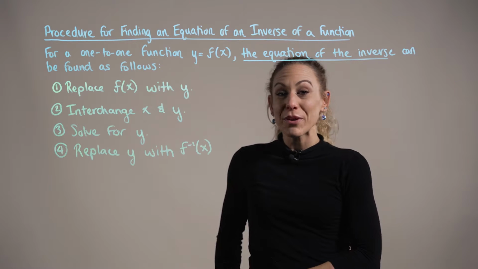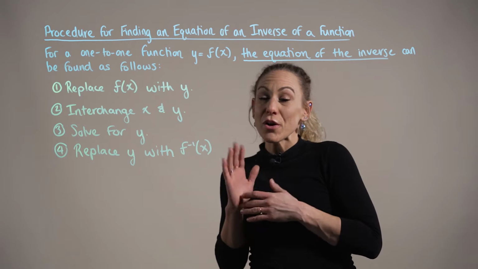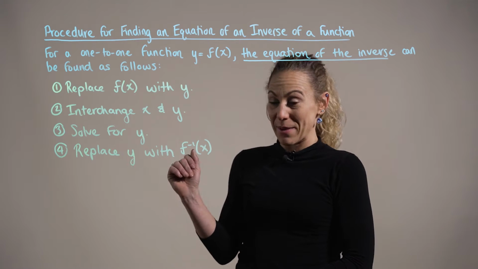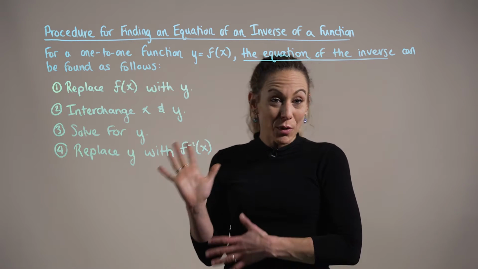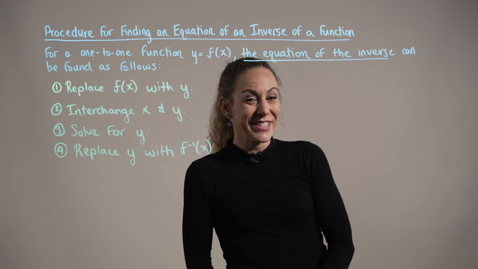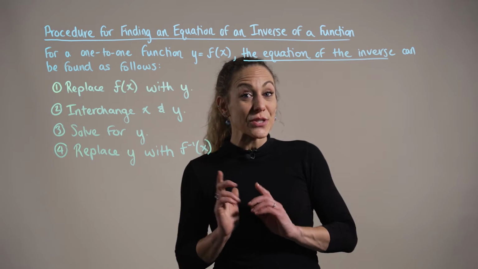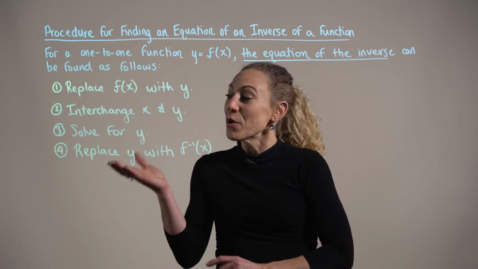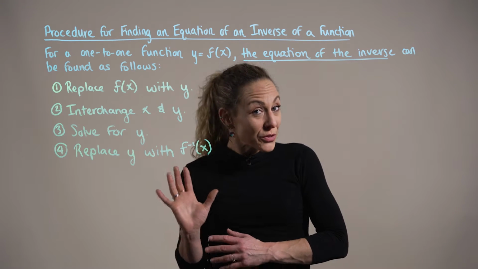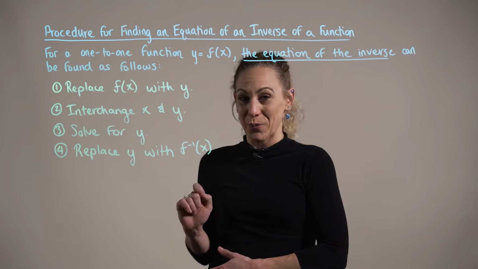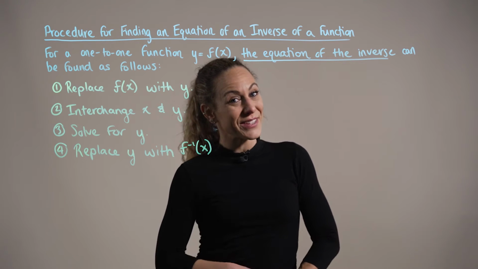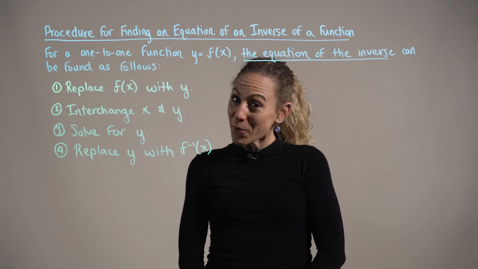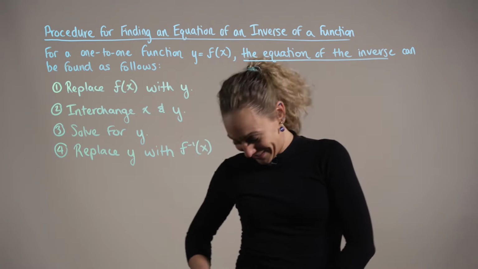So given a one-to-one function f, the equation for the inverse of that function can be found in these 4 steps. The first thing we do is replace f of x with y. We then want to interchange or switch the x and y coordinates. After that, we have a new equation which we want to solve for y. And then last but not least, we can replace y with f inverse. Now, as always, don't forget to check your work.